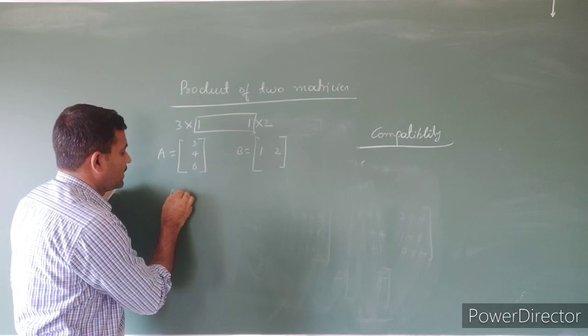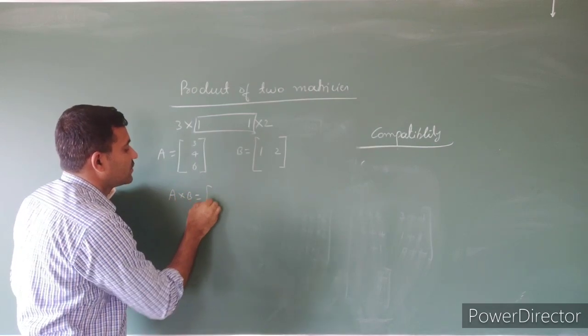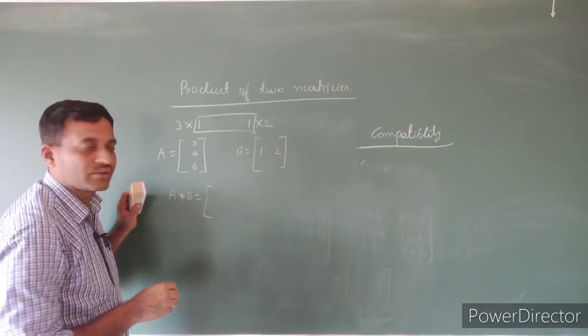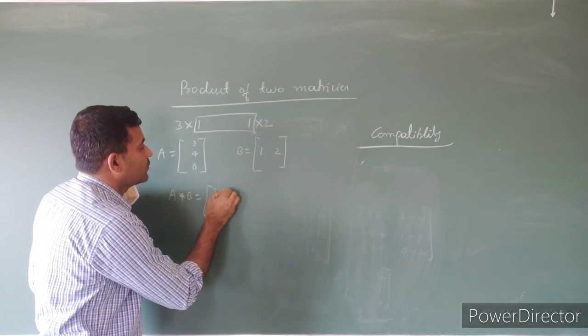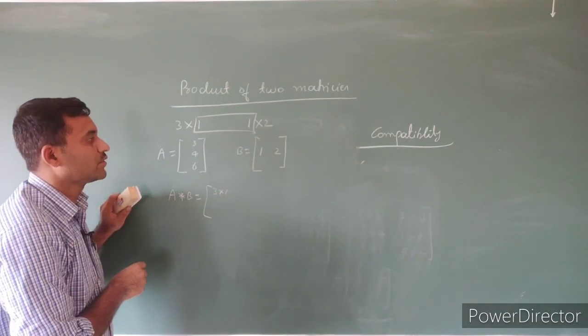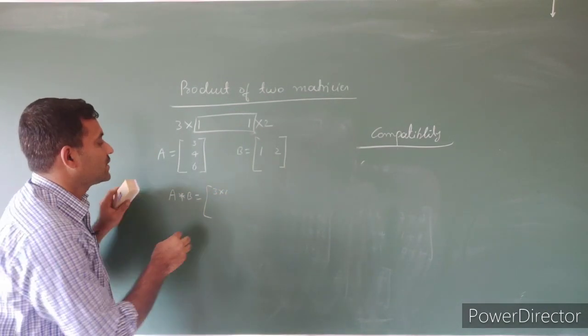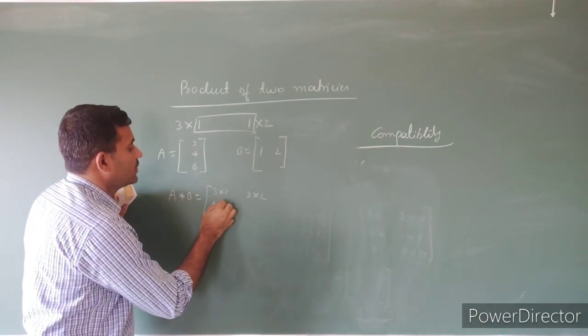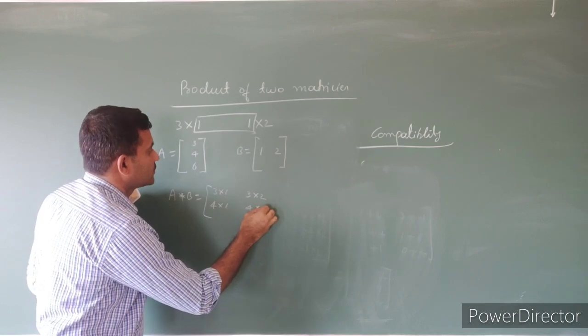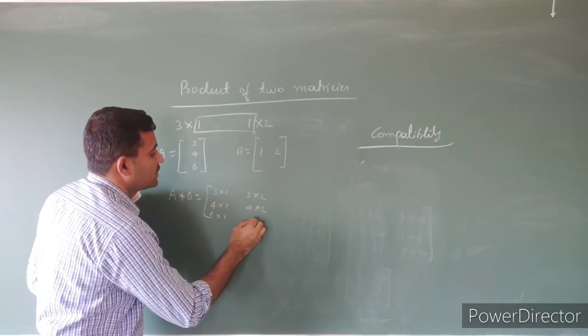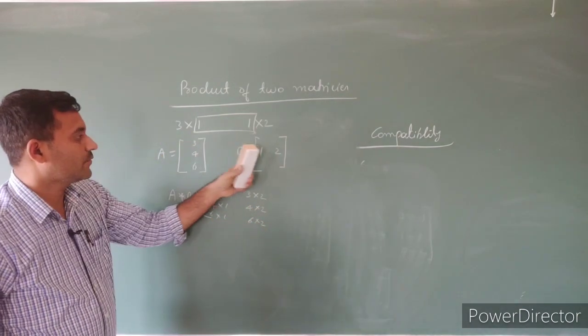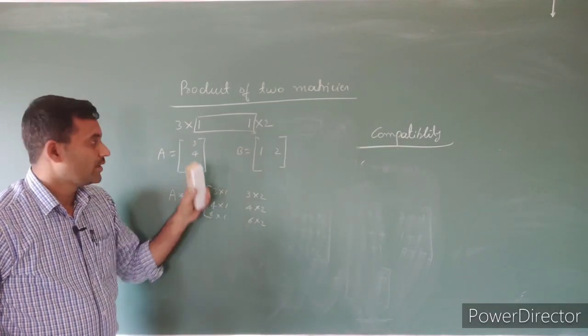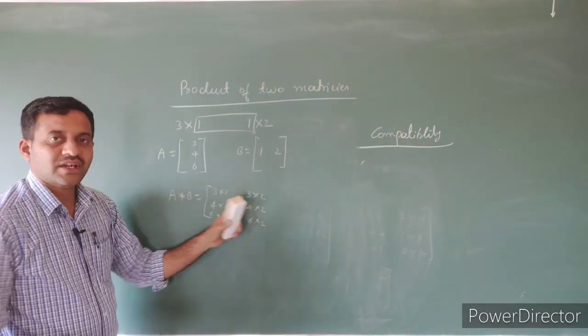How to perform? A into B is equal to 3 into 1, then next 3 into 2, next 4 into 1, 4 into 2, 6 into 1, 6 into 2. That is first row, first column, first element. First row, second column, second element.